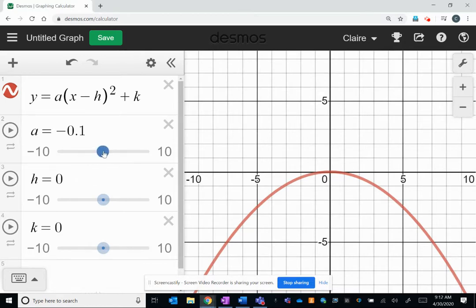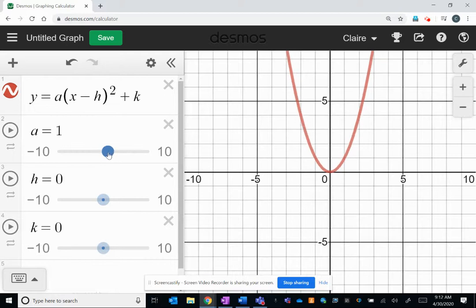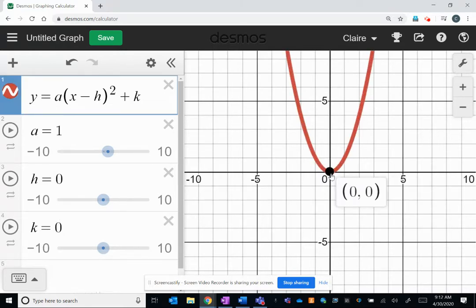So our a value is pretty consistent with what we've seen before, so we might not have to worry about that as much. What's really weird are these h and k values. So let's explore them one at a time. Right now I've got h is 0 and k is 0. And let's check this out. This looks like our basic parabola. It's got a vertex at 0, 0.